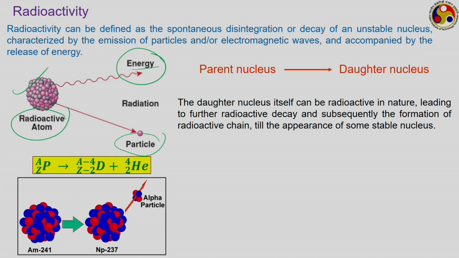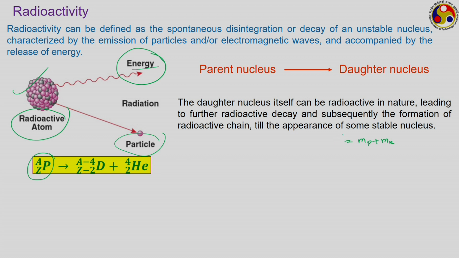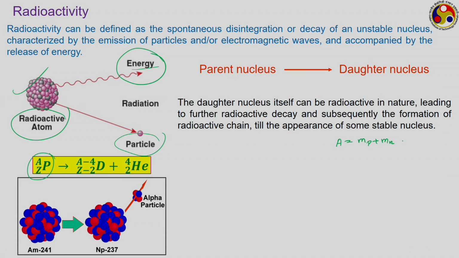This is one of the most common kinds of radioactive decay, where this refers to the parent nucleus. Here A is the mass number and Z is the atomic number. Now, what is mass number? It refers to the number of protons plus the number of neutrons present inside the nucleus, which together are called the number of nucleons. Therefore, we can also write A as Z plus the number of neutrons.